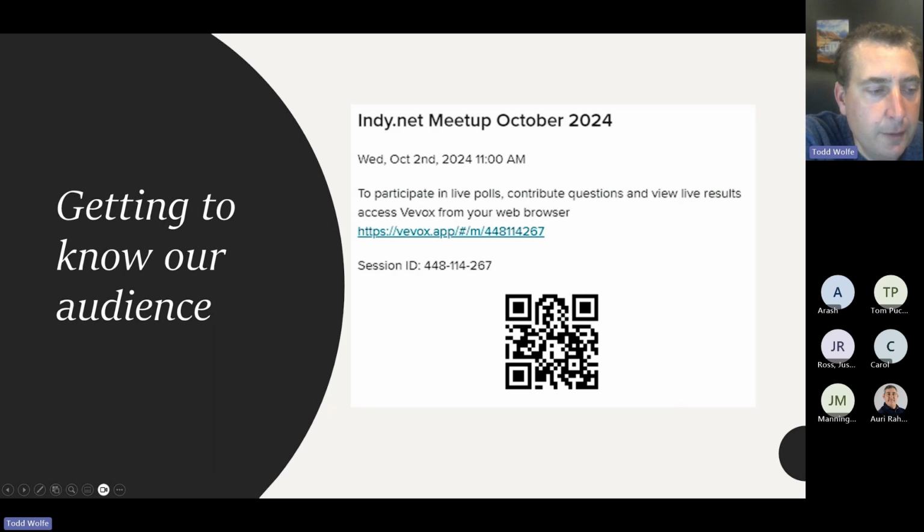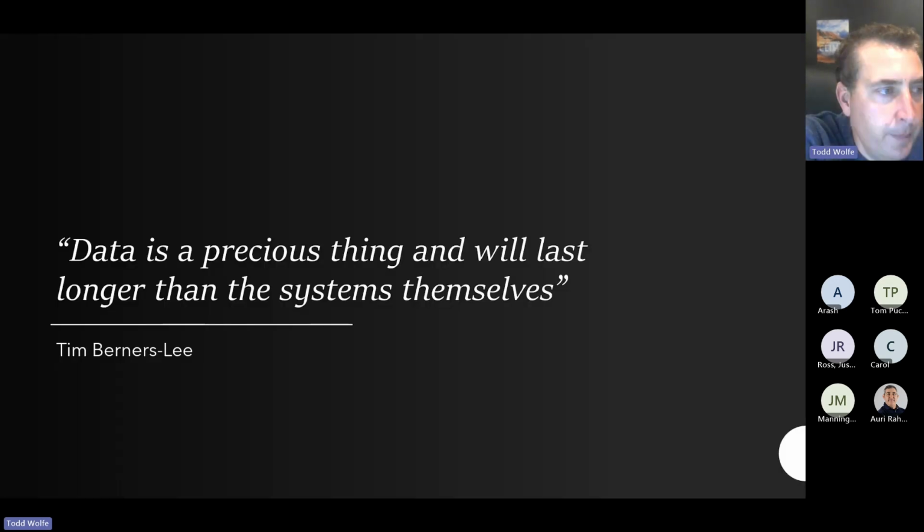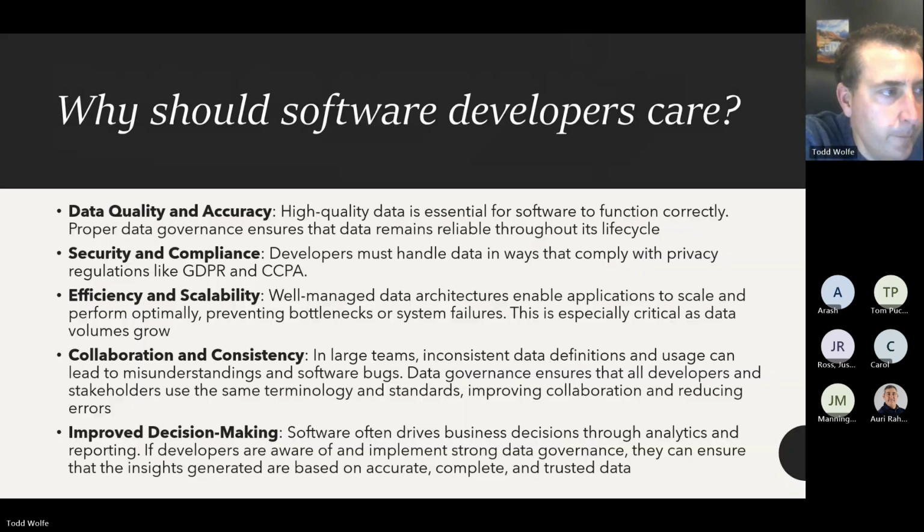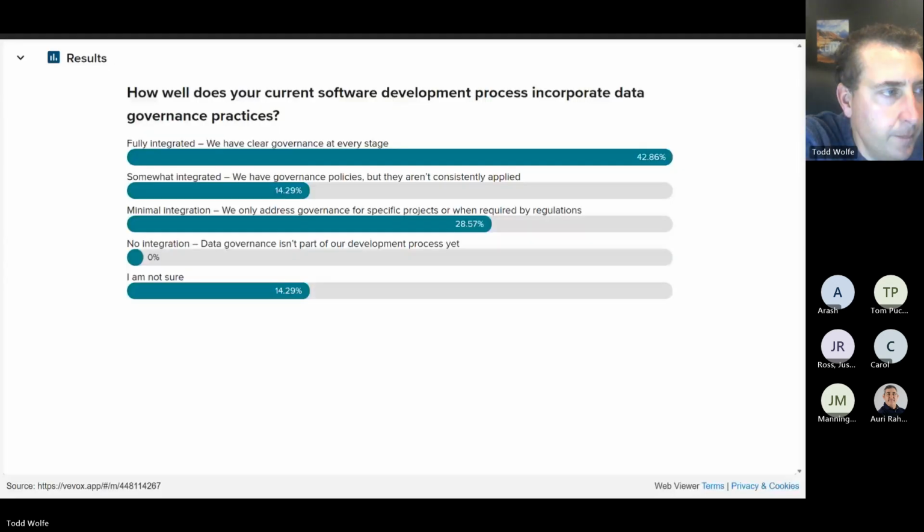We could talk more about it during the open discussion. So let me get back to. All right. So interesting. We see responses across the spectrum. One person's not sure. And then we see a couple indicated fully integrated, somewhat integrated, and then minimal integration.